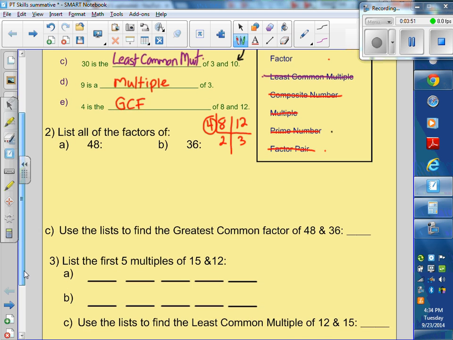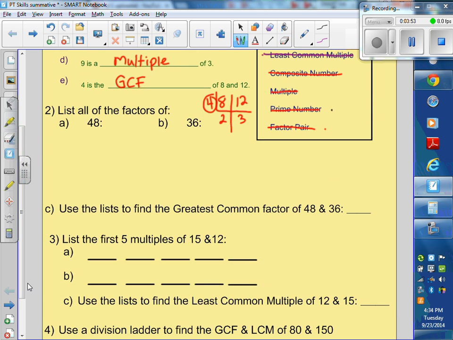Number 2. List all the factors of 48. So remember, start with 1. 1 and 48. It's even. 2 and 24. 3 and 16. There's that little trick if you remember. 3 goes into 24 8 times, and then 8 times 2 gives you the 16. It's a handy little trick. Sort of helps some people continue their factor pairs.